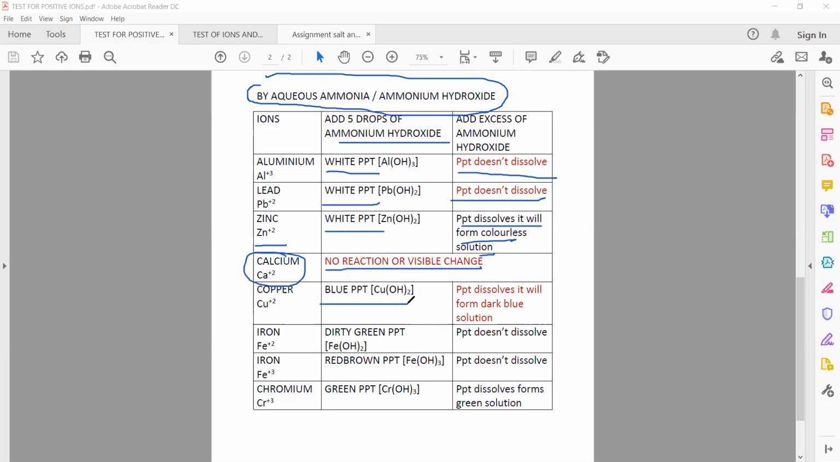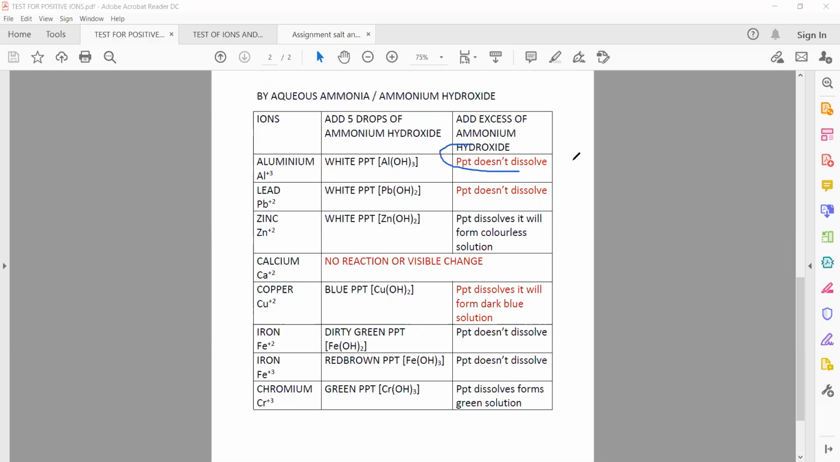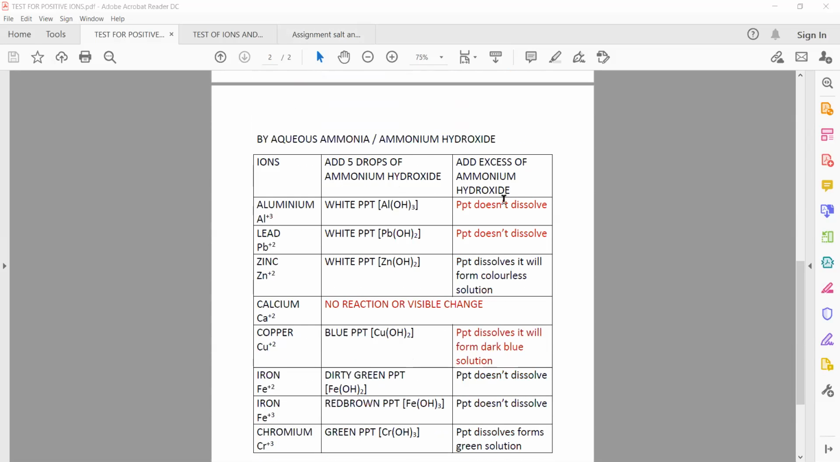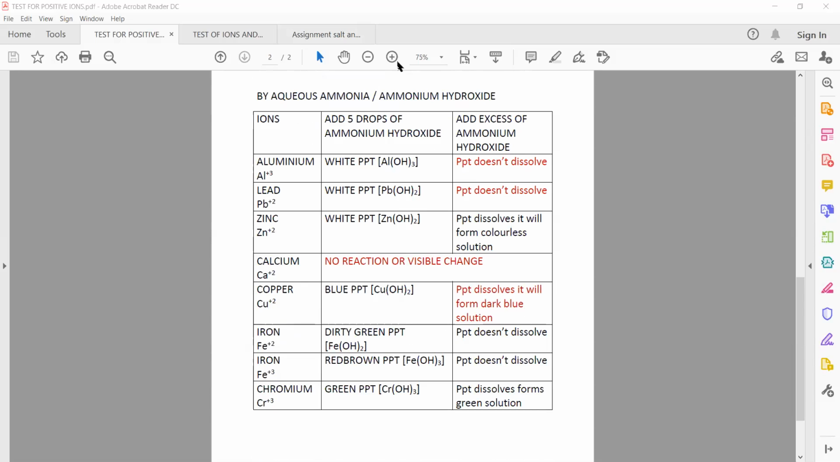With copper, it will form a blue precipitate and the blue precipitate will dissolve and form a dark blue solution. The reason why I changed the color here is that this part is different from the previous one. You can see here, when you are adding sodium hydroxide, if it was aluminum ion, it was giving white precipitate and the precipitate dissolves. With sodium hydroxide, you can see the precipitate dissolve. But here with aqueous ammonia, the precipitate does not dissolve. That's why I use a different color to distinguish.